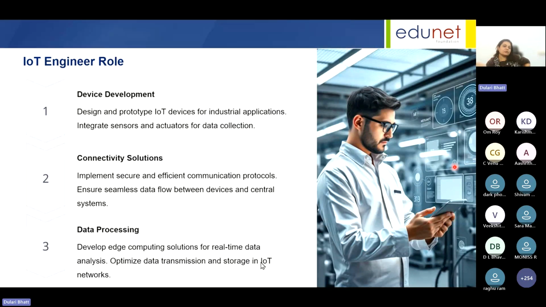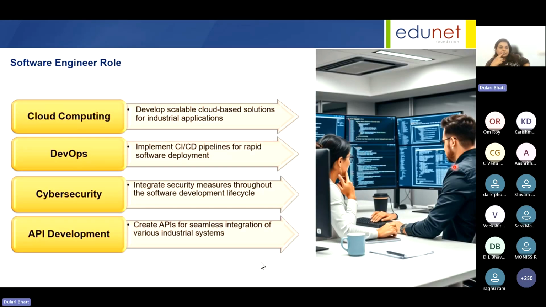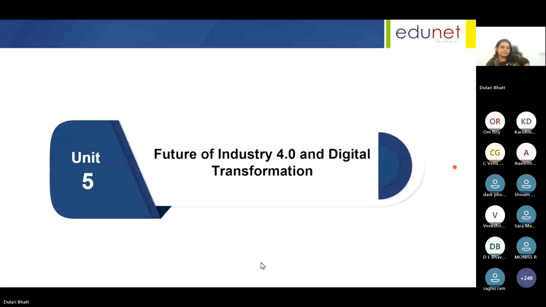For an IoT engineer role, you should know device development. What comes under device development? That's an IoT device for industrial application that you should be able to build. You also need network knowledge, communication protocols, connectivity solutions, and then comes data processing, because ultimately IoT systems would collect lots of data, and you need to know how to process and optimize that data. For a software engineer role, cloud computing, DevOps, cybersecurity, API development, those are some of the sub-roles. You can select one of the domains and become good at that.